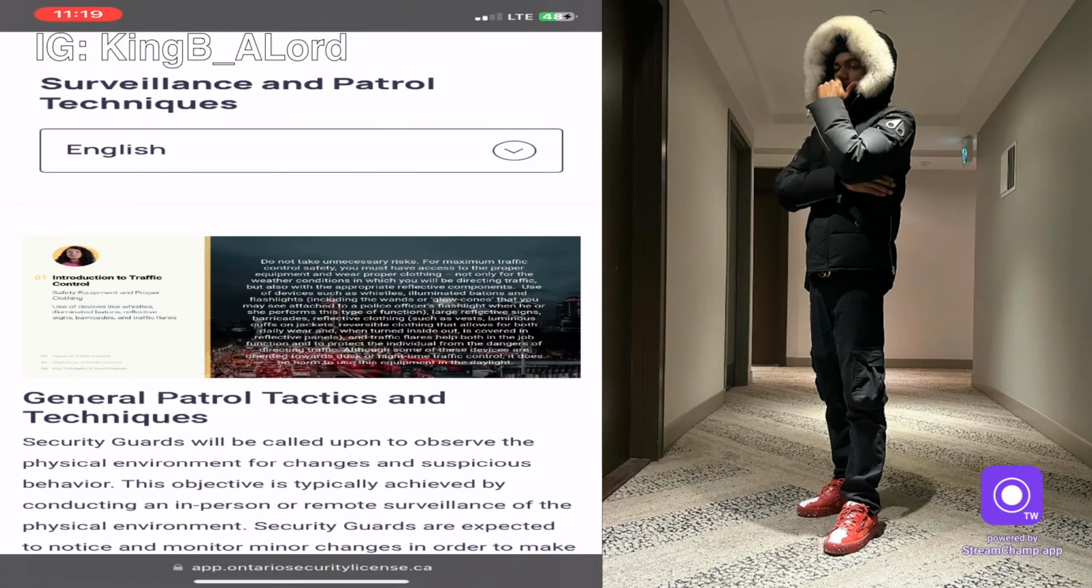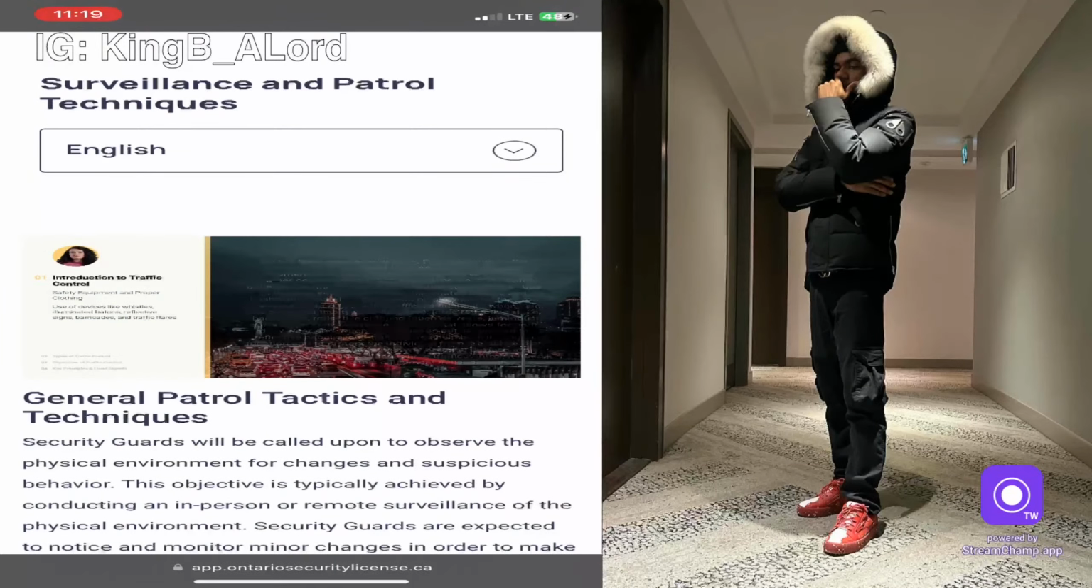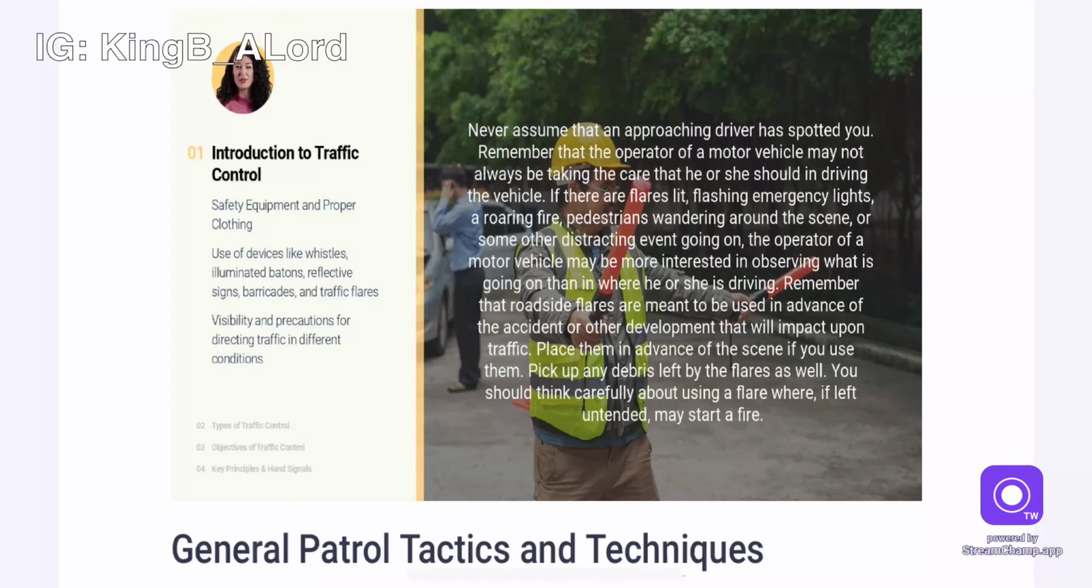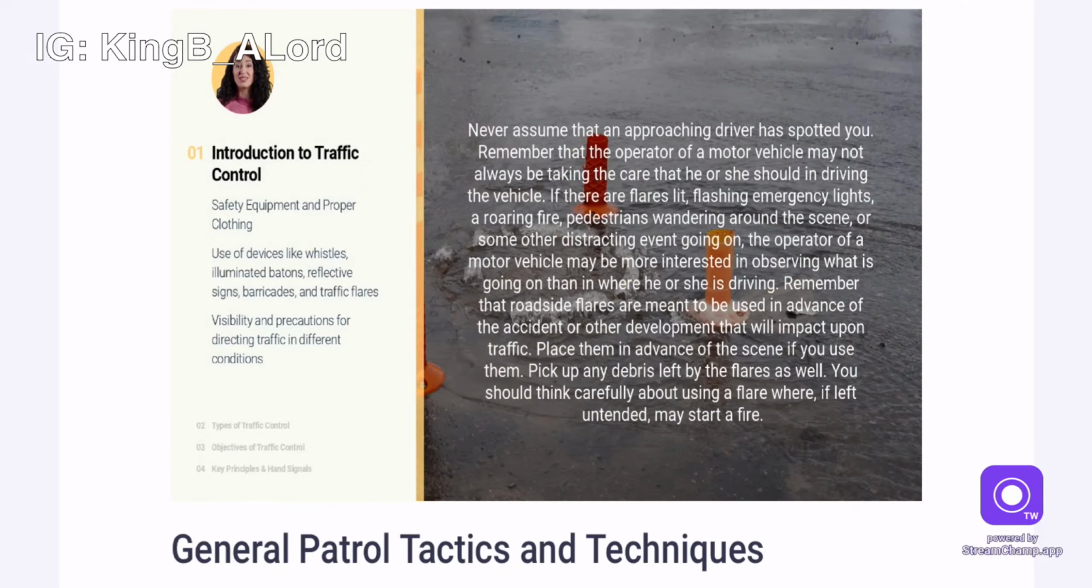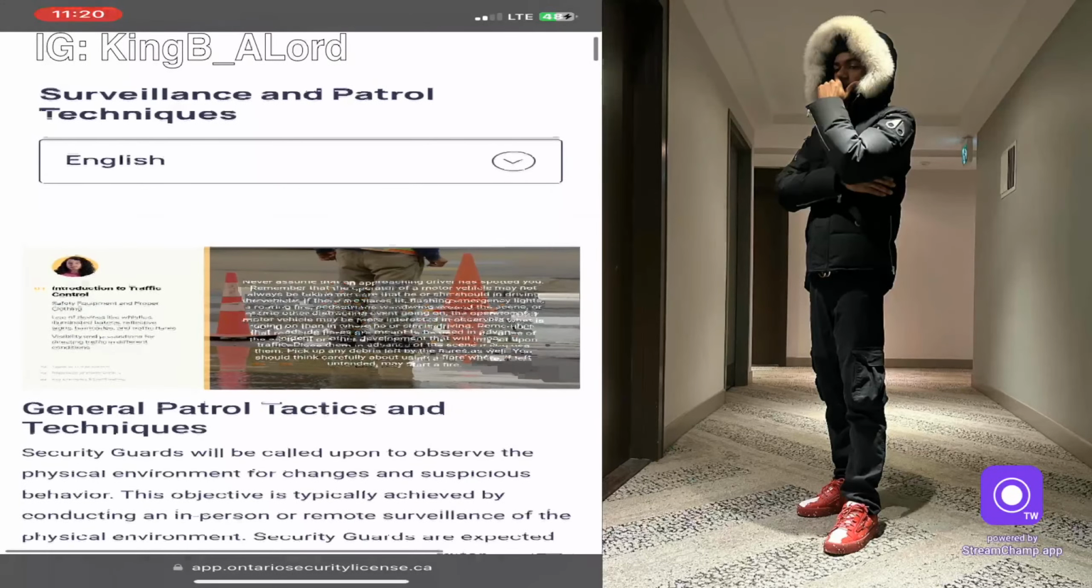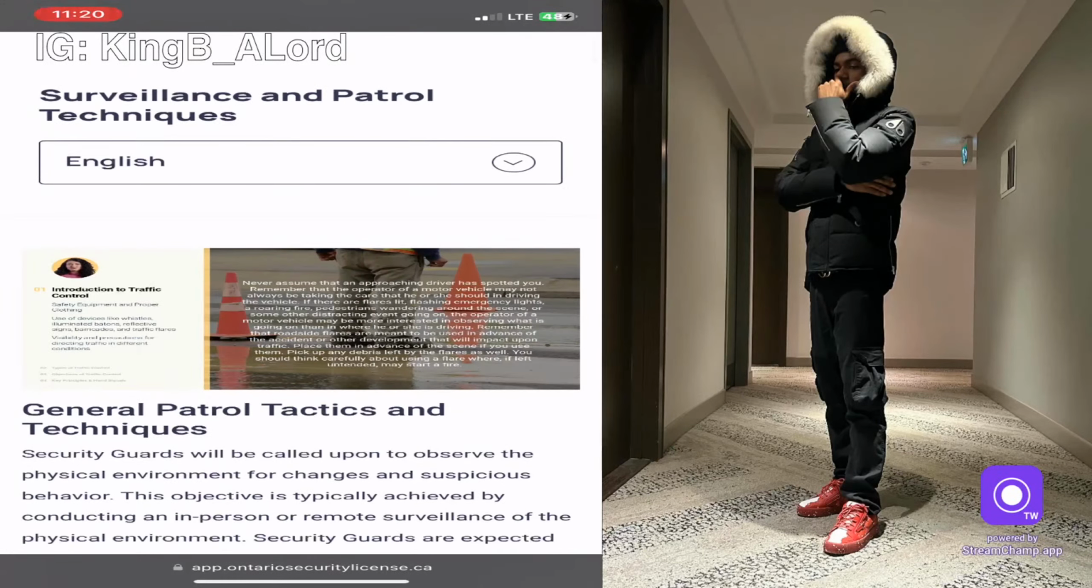Although some of these devices are oriented towards dusk or nighttime traffic control, it does no harm to use this equipment in the daylight. Never assume that an approaching driver has spotted you. Remember that the operator of a motor vehicle may not always be taking the care that he or she should in driving the vehicle. If there are flares lit, flashing emergency lights, a roaring fire, pedestrians wandering around the scene, or some other distracting event going on, the operator of a motor vehicle may be more interested in observing what is going on than in where he or she is driving.